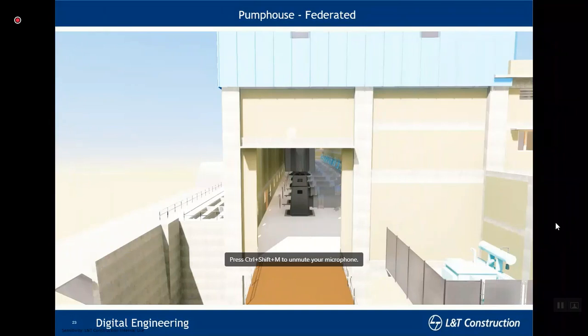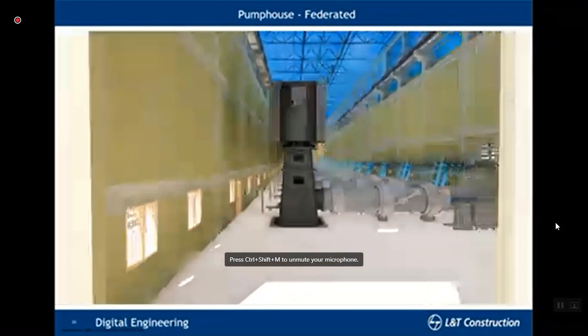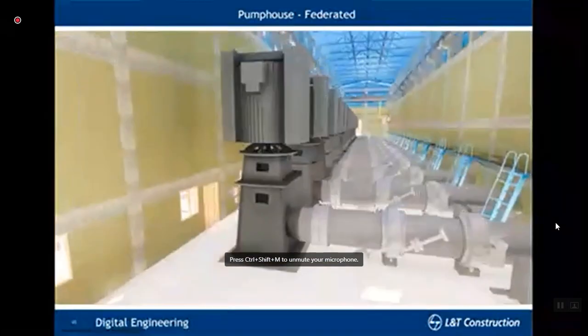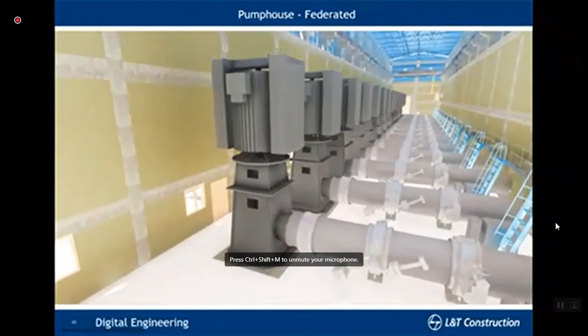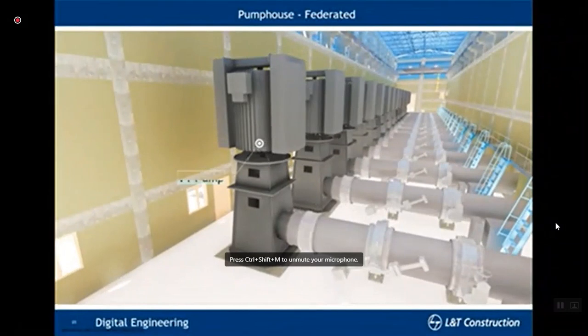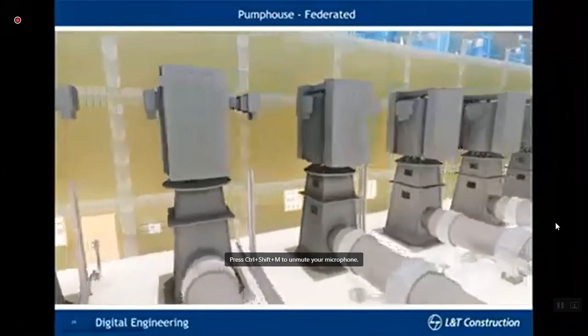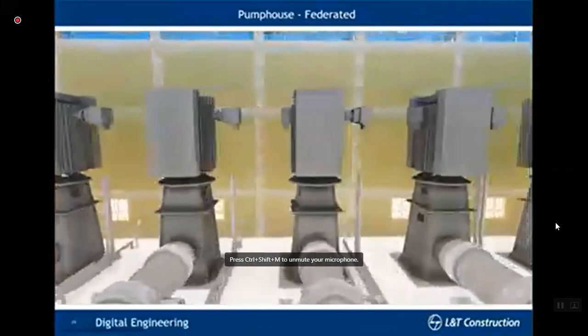Now, we saw the interiors of the pump house with respect to structural details, like the ladder, the walkway, the crane girder beam, etc. A very quick view of how the mechanical is getting flushed with the overall pump house. Earlier we saw it independently, right? Now based on that only, the whole system has been federated.